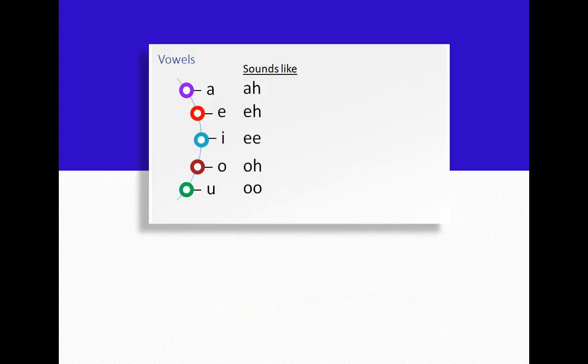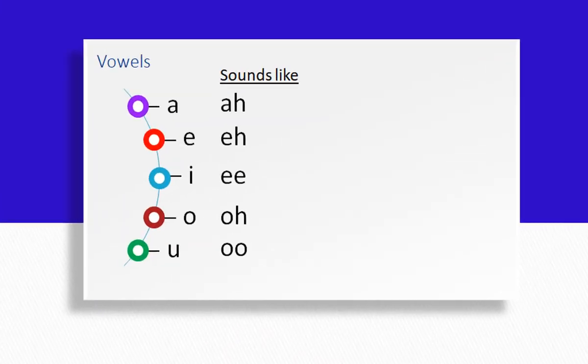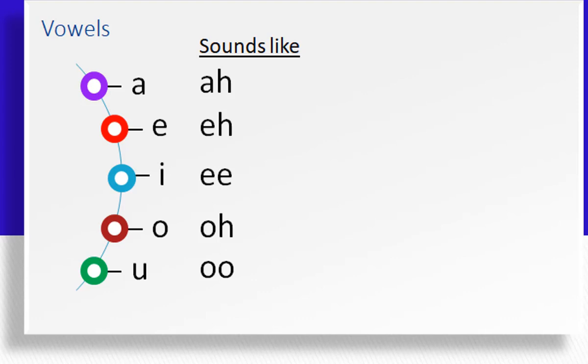Alright, now moving on to vowels. So yes, it's the same as English. We have 5 vowels over here as well: A, E, I, O, U. Alright, 5 vowels. A, E, I, O, U. Let's look at an example.